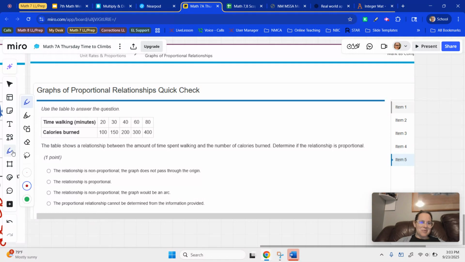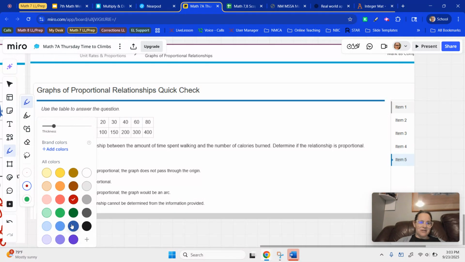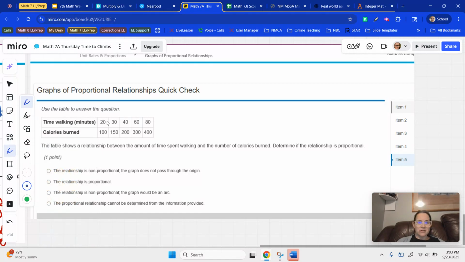Okay, so in this last problem, we're going to decide if this relationship in the table is proportional. The way I'm going to do that, x, y, I'm going to make my fractions of y over x for each part of the table. So I have 100 over 20. I'm going to simplify that. I'm going to start by dividing by 10, which gets rid of the 0. Then I'm going to divide by 2, and I'm getting 5 over 1.